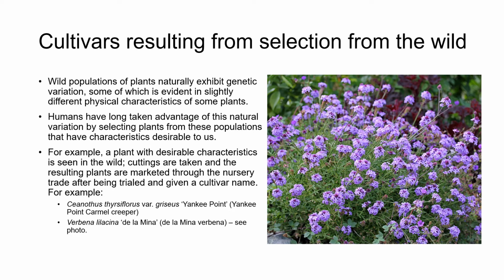Another example is Verbena lilacina 'De La Mina', which is pictured on the right here. This was introduced by the Santa Barbara Botanic Garden and is a cultivar of the subshrub Verbena lilacina. The straight species, Verbena lilacina, is native to San Cedros Island off the coast of Baja California and has a relatively loose, sprawling growth habit and very pale, wishy-washy lavender flowers. The selection, Verbena lilacina 'De La Mina', has a more upright, loosely mounding form and much more vividly colored lavender flowers.